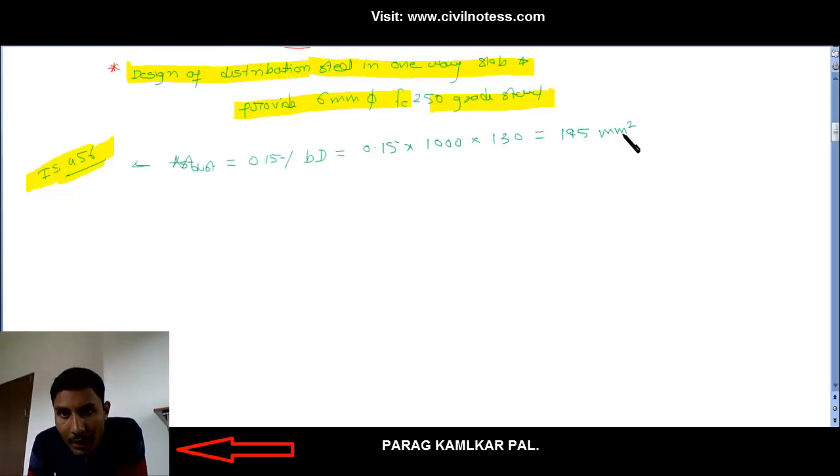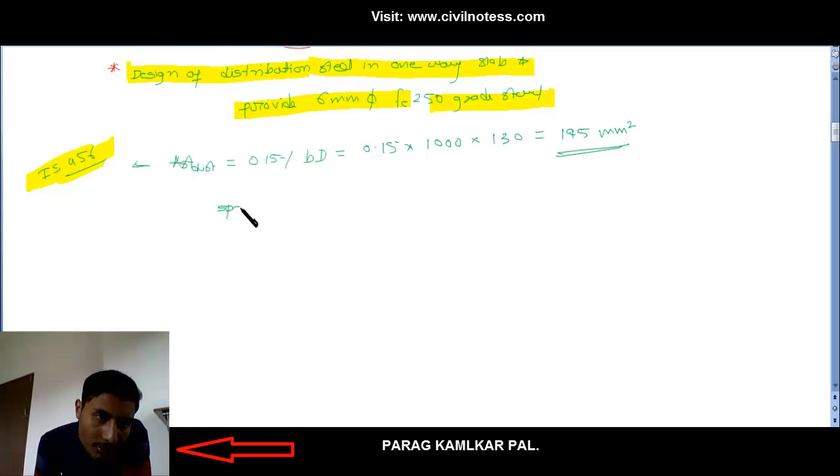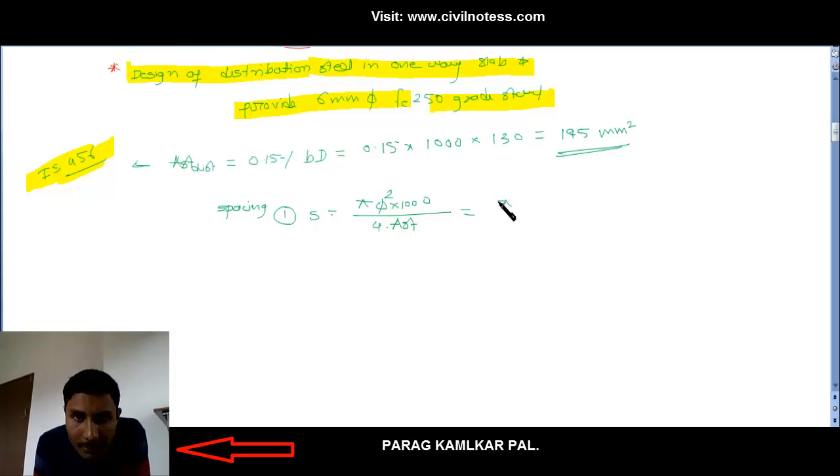With respect to that, I determine the spacing. The spacing formula is not going to change; the formula is the same. Spacing equals pi by 4 into diameter square, that is 6 mm square, multiplied by 1000 divided by Ast, which is 195. So we get the value as 145 mm. This is the value we are going to use.